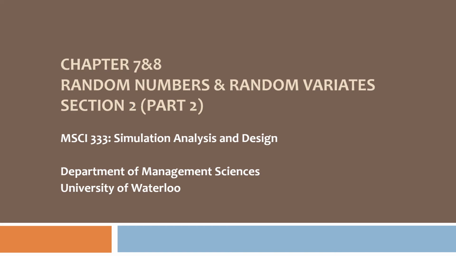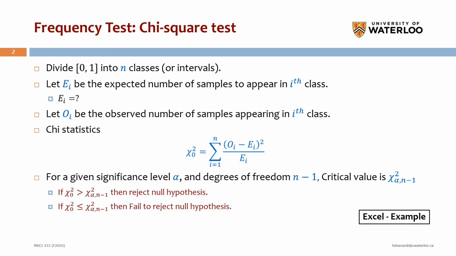Chapter 7 and 8, Section 2 and Part 2. Let's have the second method for testing the uniformity, which is a chi-square test.